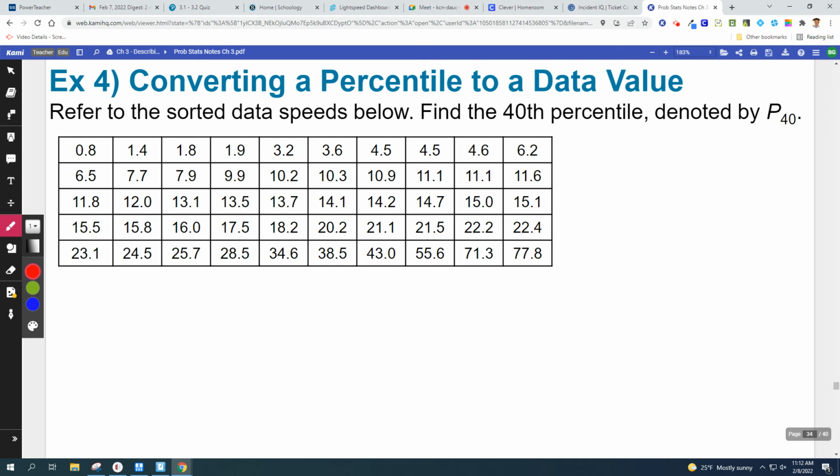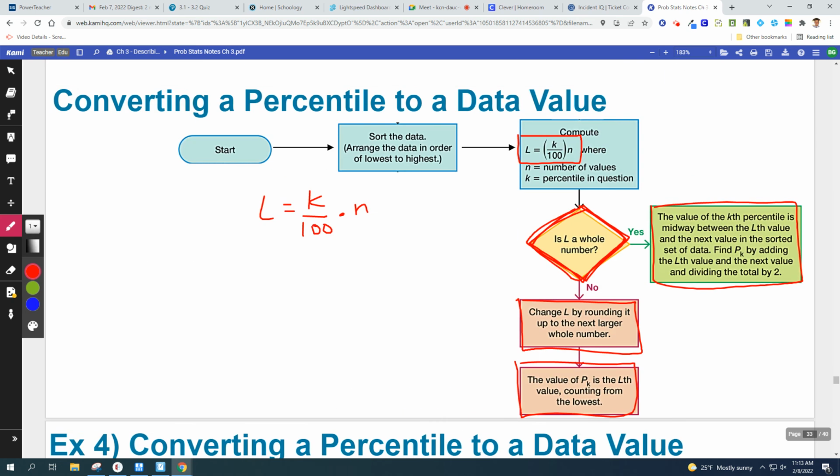And if you think about it, we just did that problem in a different way, right? And so you should know the answer because we just did an example similar. But that's what we're looking for in this case. P40 means find me the number that has 40% of the numbers lower than it. So if you go back and look at that flow chart, it says sort the data, that's done. And then the next thing we need to do is find that locator, that L.